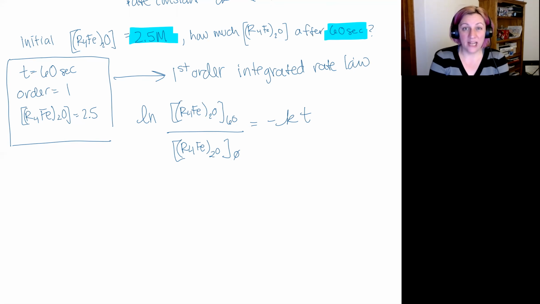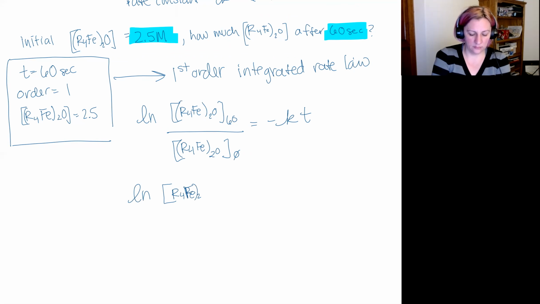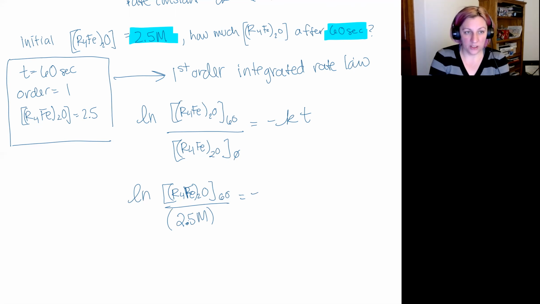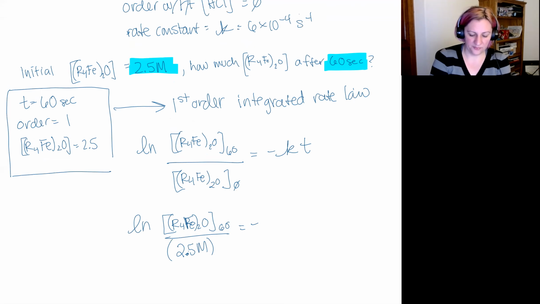So I'm going to go ahead and start filling in the information that I know. So again, natural log. I don't know that concentration at 60 seconds. That is what I am interested in. My initial concentration is 2.5 molar. That's going to be equal to the negative of my k value, which was right up here, 6 times 10 to the negative fourth inverse seconds, times my t, which is 60 seconds.